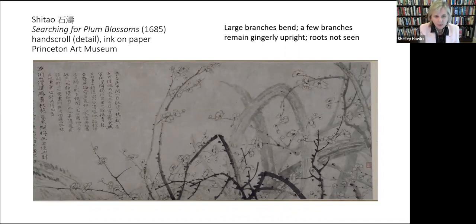And we can't see the roots of these plums. And often Chinese scholars who felt deserted or abandoned in their political context would paint the plum blossom without roots. So this is what Shitao has done here. And he's made these plum blossoms feel like calligraphy, with these very graceful shapes, the bent over plum blossoms that are in the shape of arches with a few gingerly standing up.